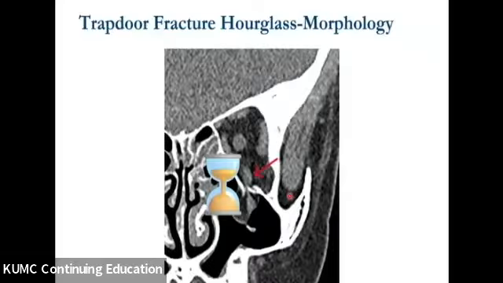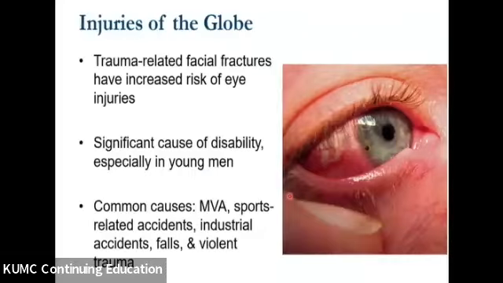Anytime we talk about injuries or facial fractures, we have to talk about globe injuries. This is a real significant cause of disability, especially in the young men demographic, because a lot of the causes center around that age group: motor vehicle accidents, sports-related accidents, industrial accidents, falls, violent trauma. So here's an industrial-related accident, a tiny piece of iron lodged at the margin of the cornea.